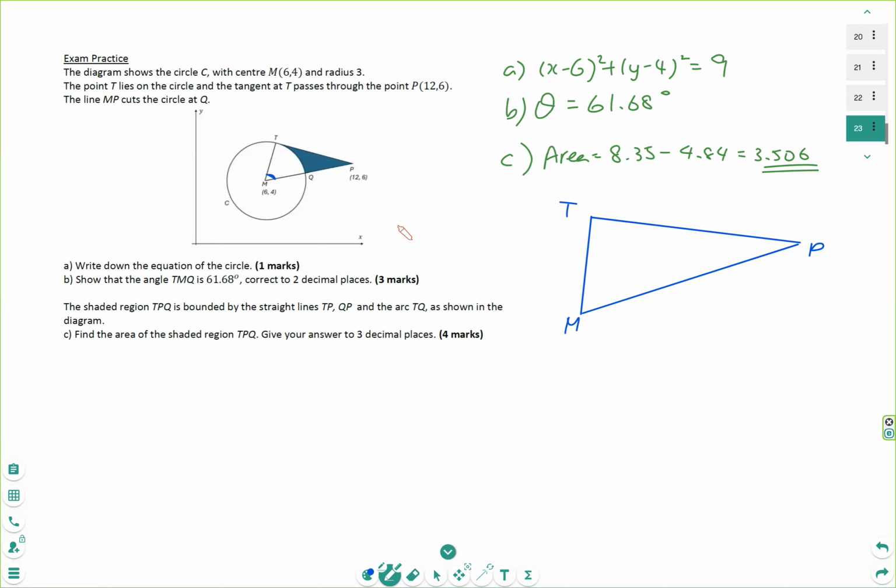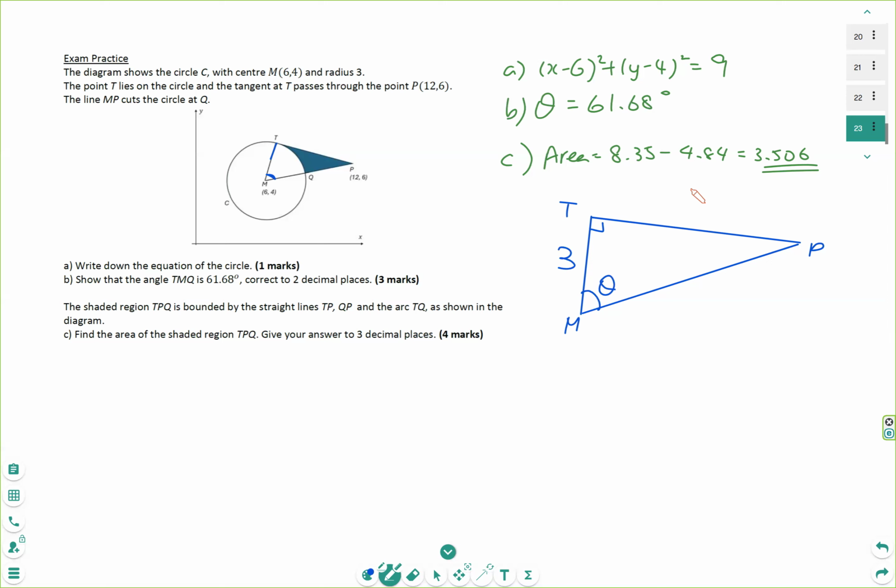But the best thing to do is, P is a right angle because a radius and a tangent make a right angle. So if I want to work out that angle in here, let's call this theta, what I need to know is some lengths. I know TM is a radius, 3.